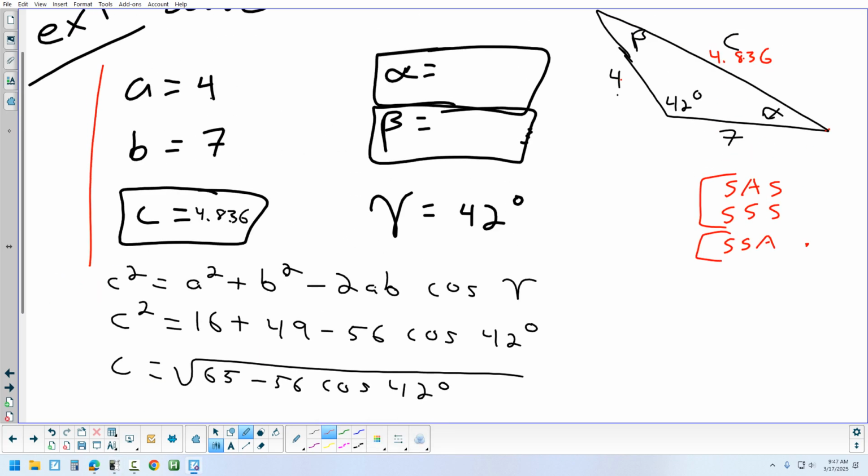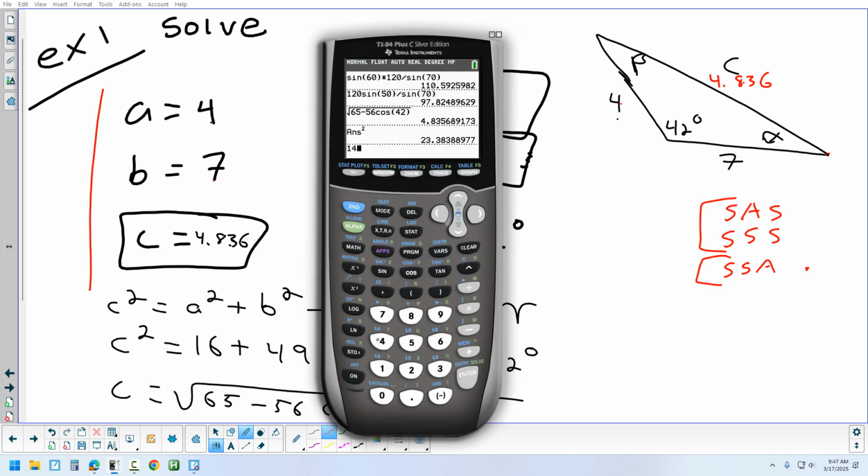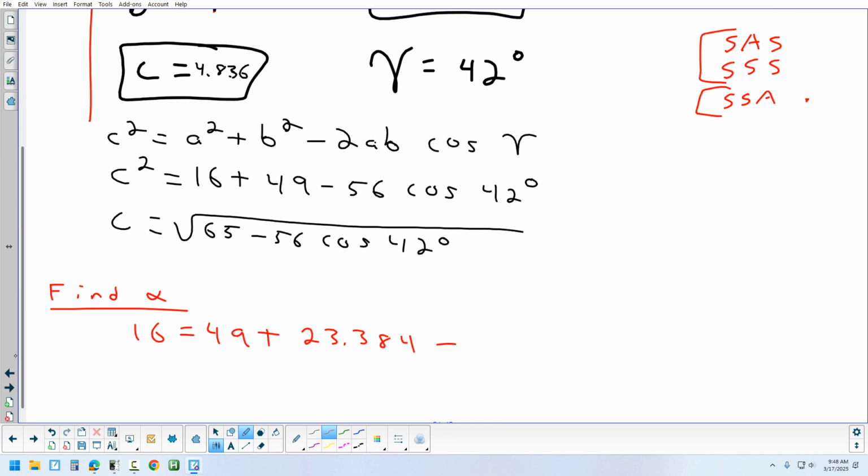2BC. So 2 times B is 14, and I need 14 times C. So 14 times 4.836. I'm using a number I rounded. I mean, I don't really have much of a choice. So 3 decimal places, that's why we do that. 67.704.